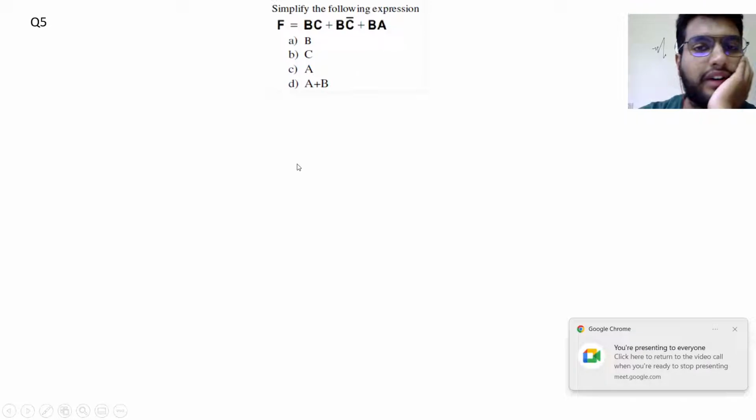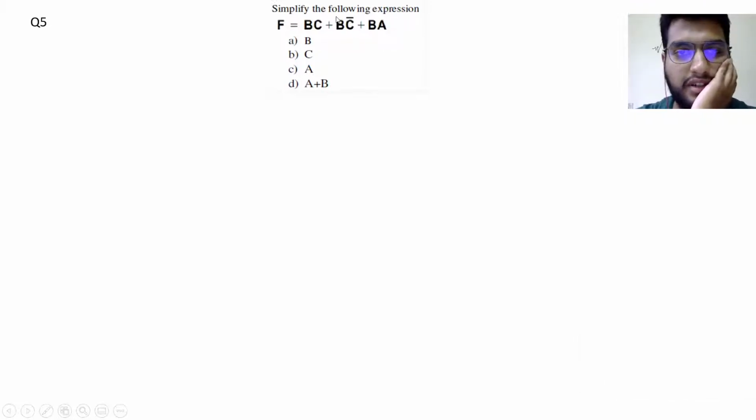Question number 5 asks us to simplify the following expression. So we have the expression F equal to BC plus BC complement plus BA. Sometimes I say plus, but in Boolean expressions this is OR, and multiplication is AND. So we have to reduce it to the simplest form.